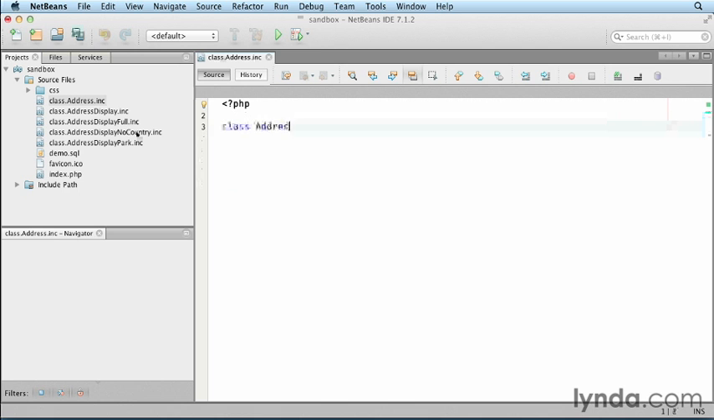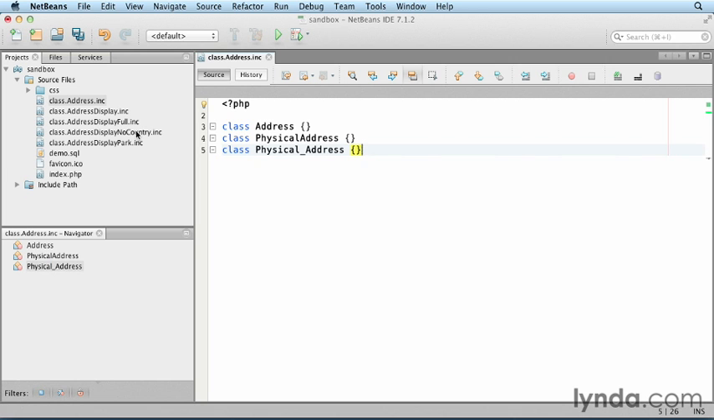Class Address. This is valid as it starts with a letter and the remaining characters are also letters. Class PhysicalAddress. And class Physical_Address. Each of these is valid and follows common best practices for capitalization. The use of underscores for word separation differs between coding standards.